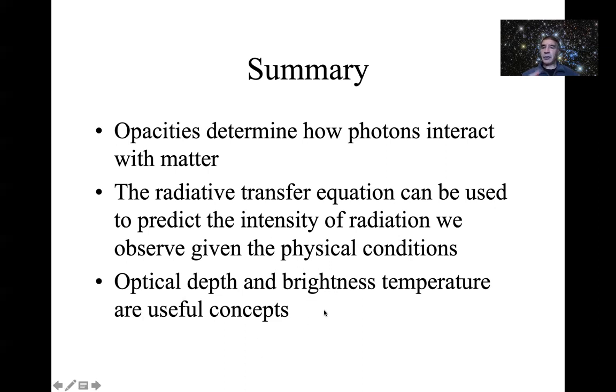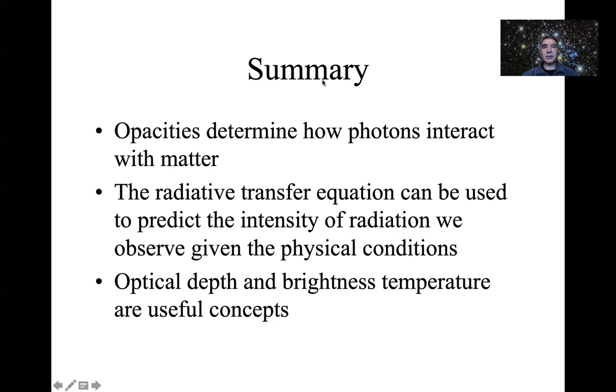And finally, I introduced these concepts of optical depth and brightness temperature, which are very useful. So the idea of an optically thick or an optically thin medium, and also very much used in radio astronomy is this concept of brightness temperature. So you can turn your measured intensity into a brightness temperature, and depending on what you think the optical depth conditions are, you could use this to diagnose the physical conditions of your object. That can be thousands of kiloparsecs away.